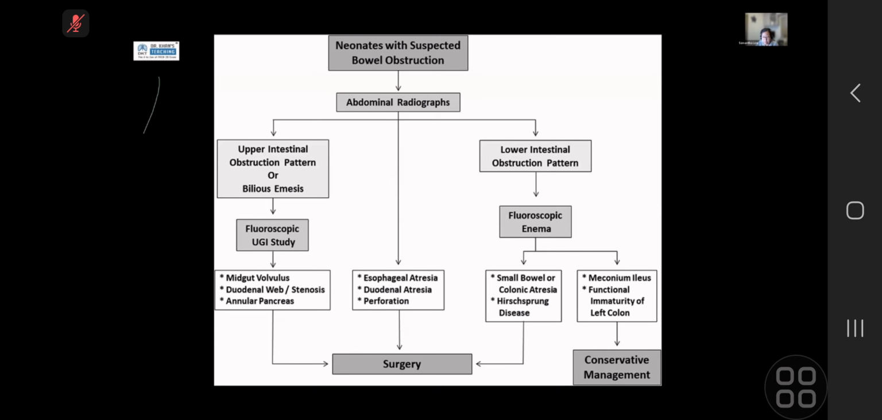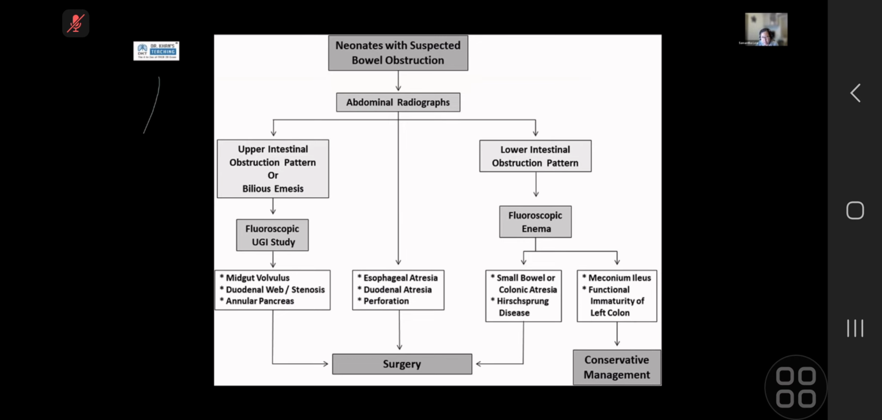And annular pancreas is quite a rare thing. In fact, I don't think I've seen one. You can do it on ultrasound or fluoroscopic study, but I think the more common diagnosis would be volvulus or web or stenosis. I don't think I've really seen an annular pancreas in my training so far, or in my career so far. And for lower GI obstruction, you are looking at doing a fluoroscopic enema, so from the bottom up. And what you're looking for is small bowel or colon atresia, as evidenced by some form of microcolon distally, Hirschsprung's disease, so reversal of your rectosigmoid ratio, which we will see later.